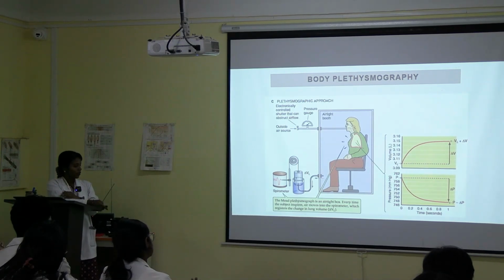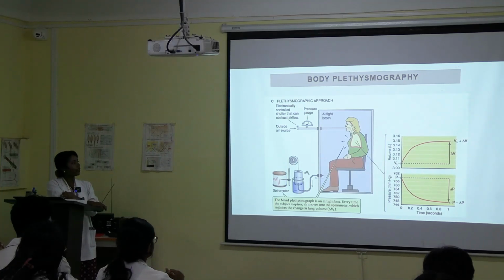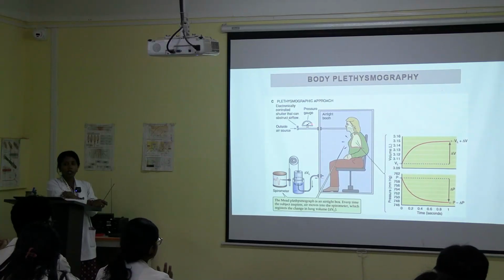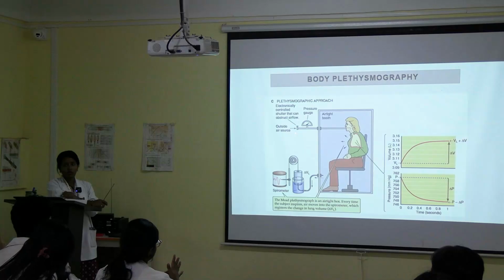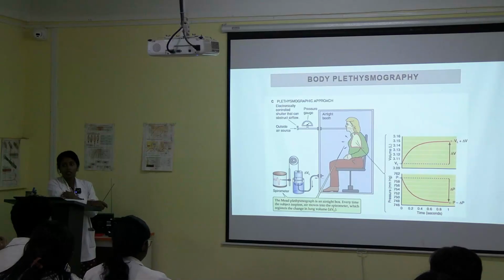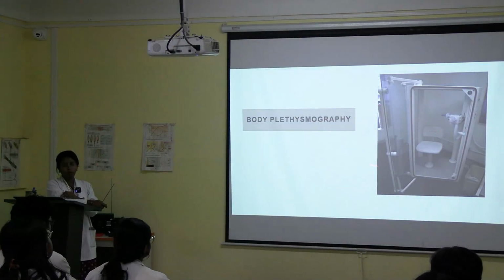The person will be sitting in an airtight booth. This is the pressure gauge, which is going to measure how much pressure is inside, and this is the outside air source. This is basically maintained electronically. So this is the setup. This is body plethysmography.